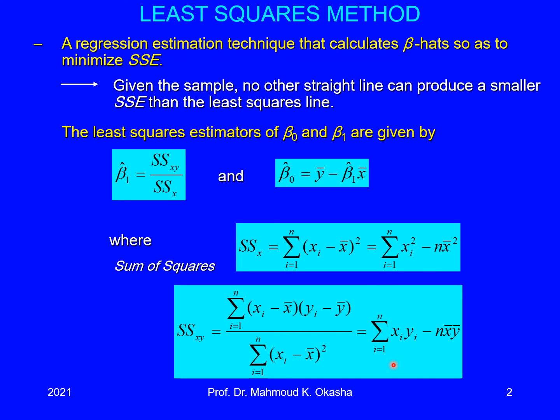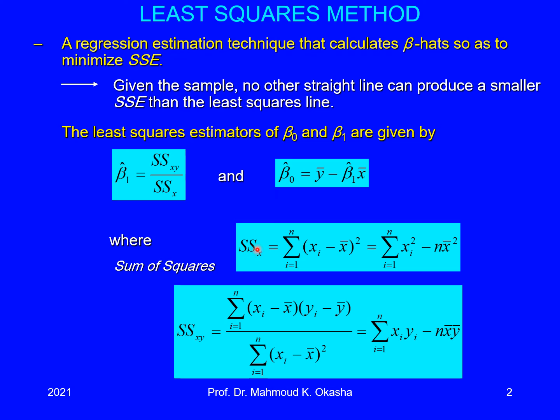We will find it like that: the sum of every value of x multiplied by every value of y, minus n, the number of observations, times x bar, which is the average of x values, times y bar, which is the average of y values. So this is SSXY. We calculate it like that.